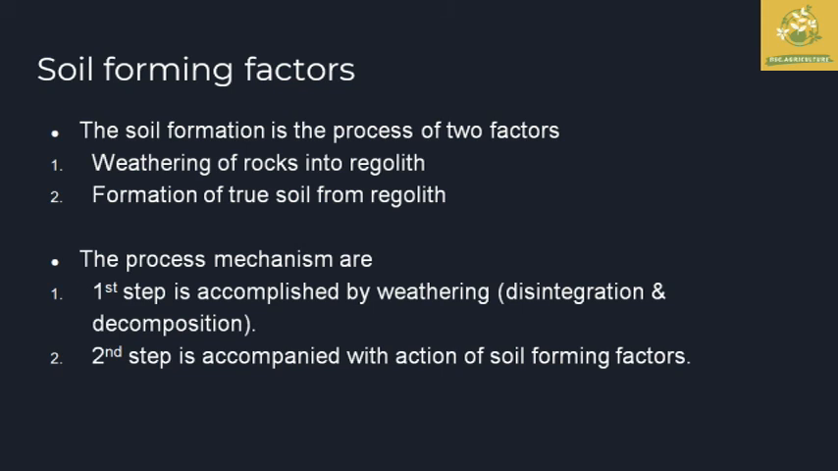So the soil formation is done by the process of 2 factors. The first one is weathering of rocks into regolith, and the formation of true soil from regolith is the second process made in the formation of soil. So in the first step, the weathering is accomplished by both disintegration as well as decomposition of the parent rocks, which convert them into regolith. And in the second step, which is accompanied by the soil forming factors, the regolith is formed into true soil.